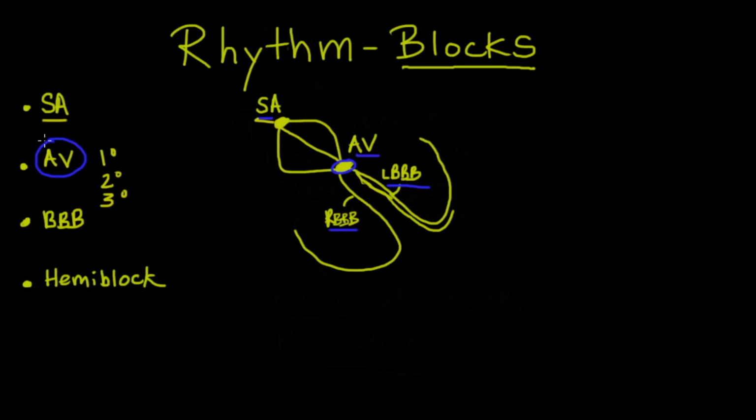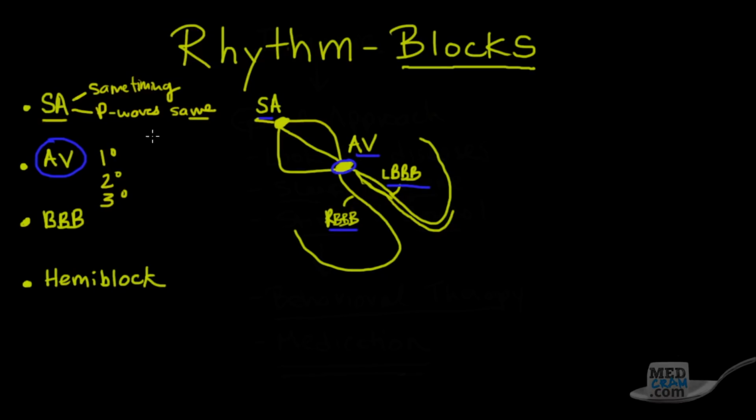The thing that I think you ought to know for the SA node is specifically that it's the same timing and the P wave looks the same. They're the same distance from the QRS complex. Pretty straightforward. Okay, let's talk about AV node blocks. Let's talk about the primary AV block, which is written as a 1 with a circle. So that's a first degree block.